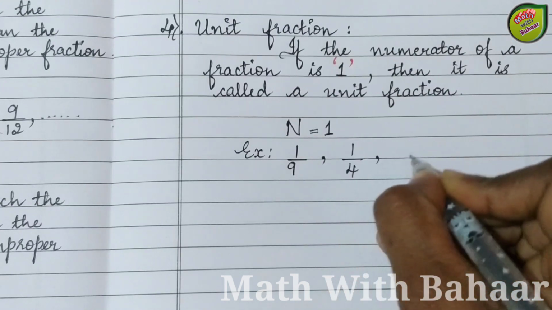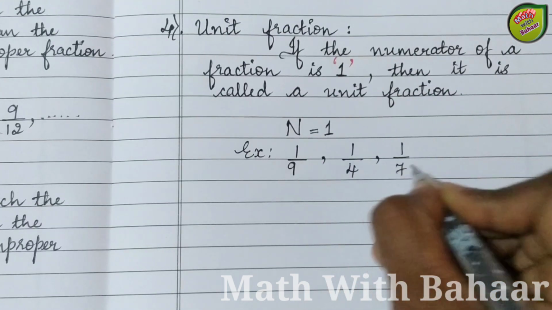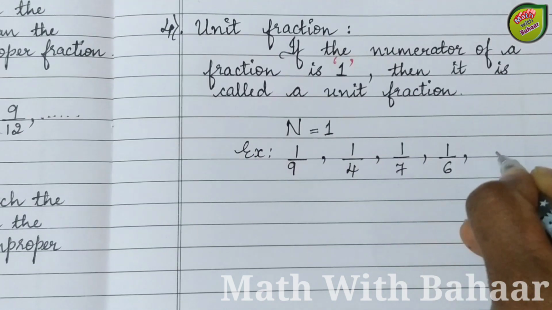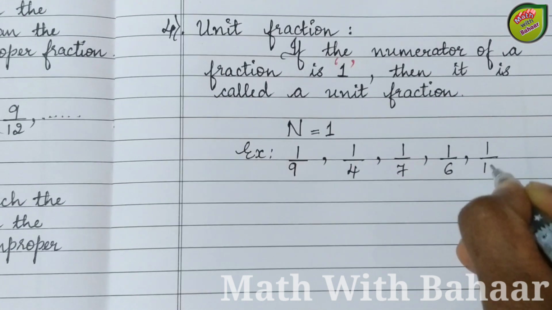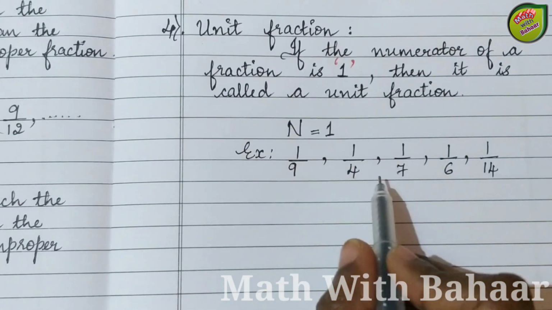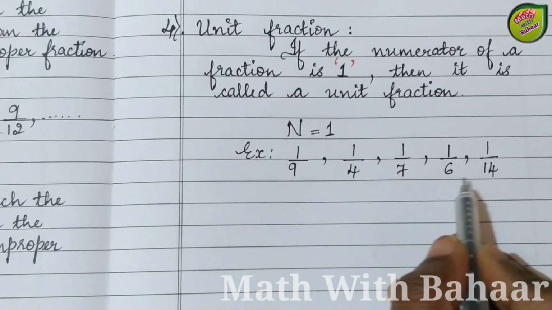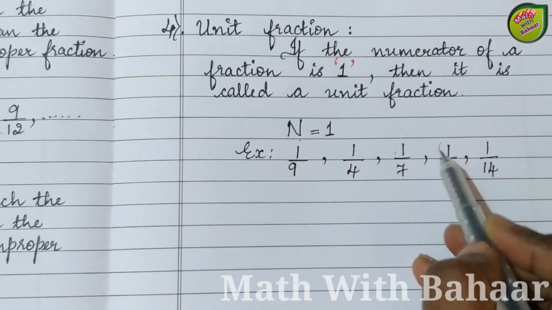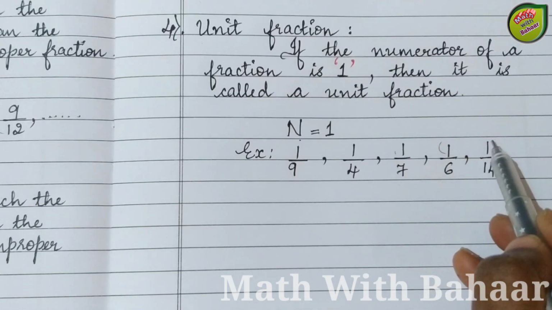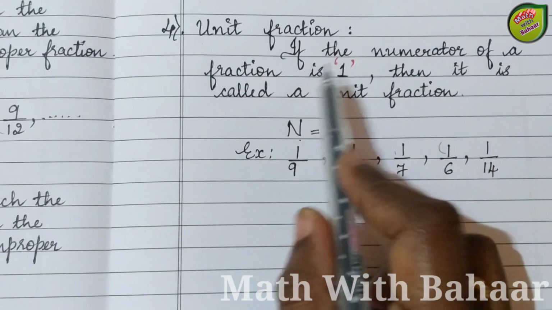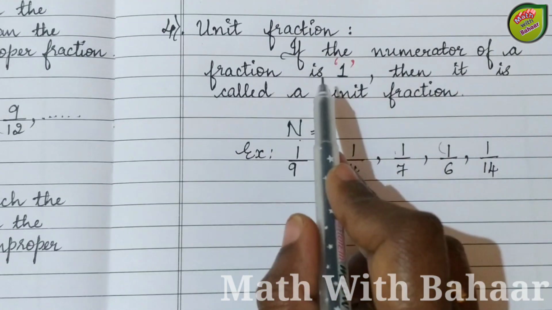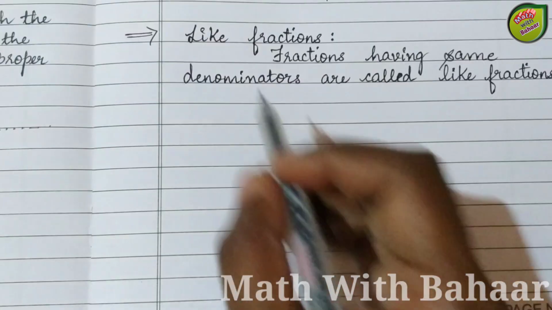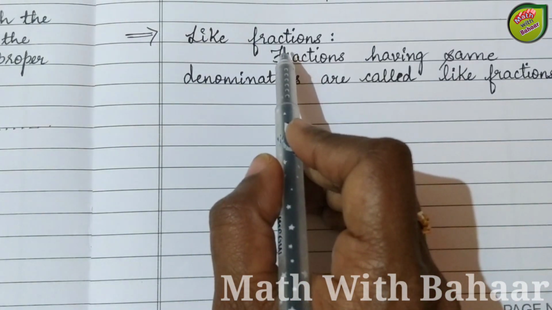Next, let us have 1 by 4, 1 by 7, 1 by 6, 1 by 14 and so on. In all these fractions, the denominators are different, but we can observe that the numerators are 1. So the numerator is equal to 1 in all the fractions. Therefore, we can conclude that if the numerator of a fraction is 1, then it is called a unit fraction.